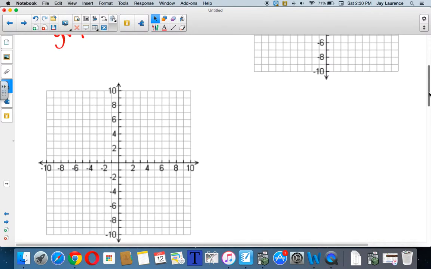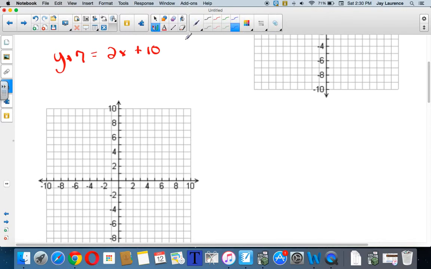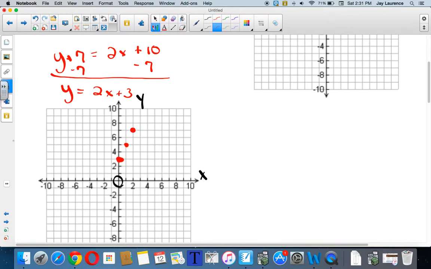Now, this red one here, there's a problem. Y is not alone, right? So I'm going to have to subtract 7 from both sides, and then y will be alone: 2x plus 3. Now, I'm not going to tell you anymore. Let's see if you can graph it. You can go ahead and pause the video and see if you can get a graph. If you're still watching at this point, I assume you're ready to see the solution. It looks like my slope is 2 over 1.